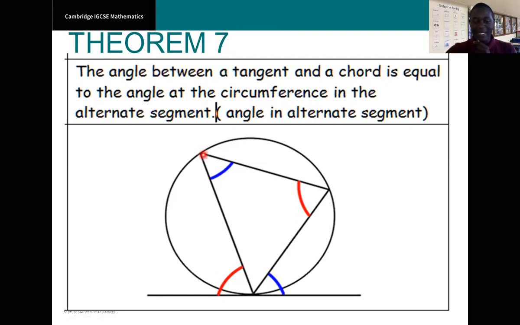Number 1, a tangent must be there. 2, a triangle sitting on the tangent. 3, all vertices of the triangle, I mean, this point of the triangle must be on the circle. This point of the triangle must be on the circle. And the third point, of course, will be on the tangent and on the circle. Otherwise, you don't use this theorem.